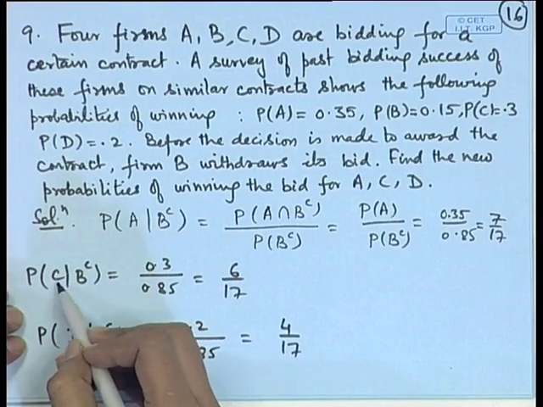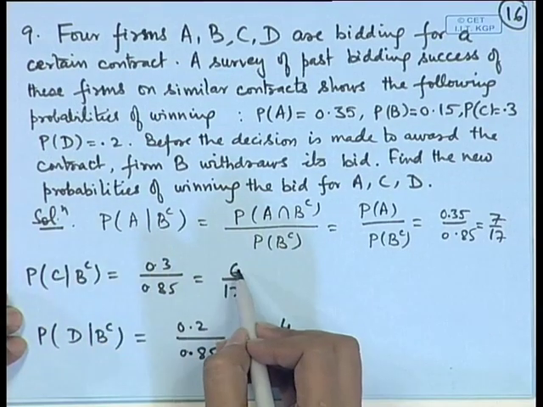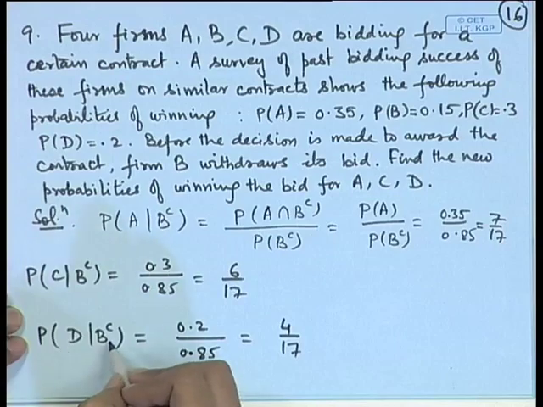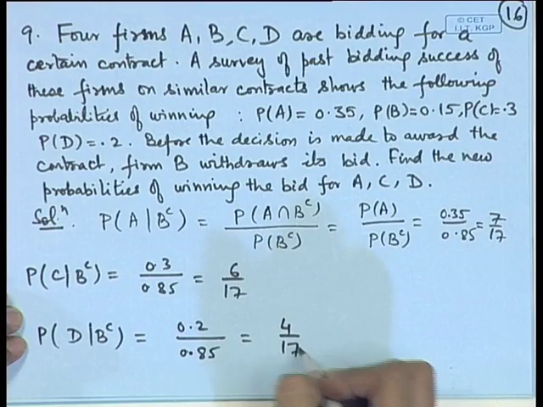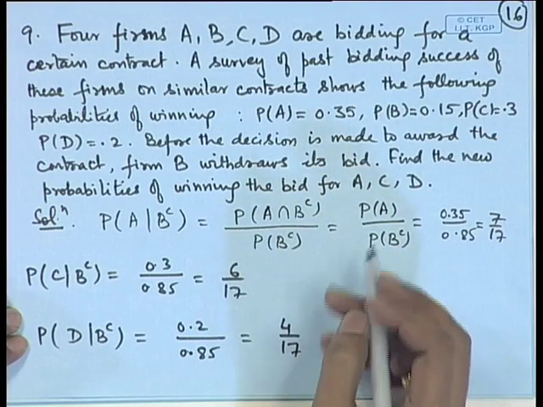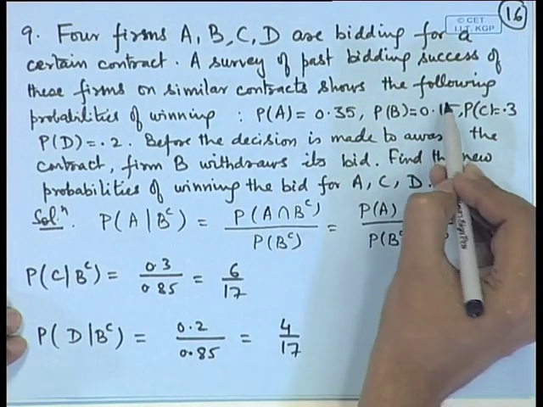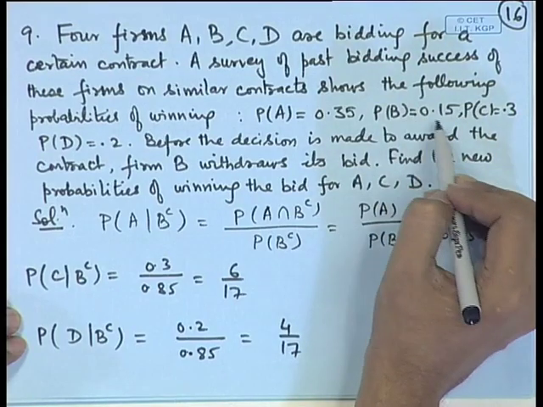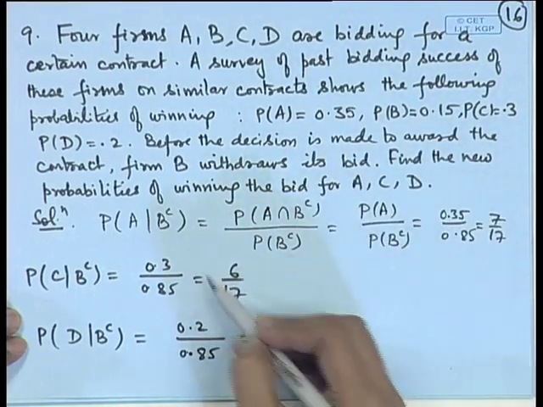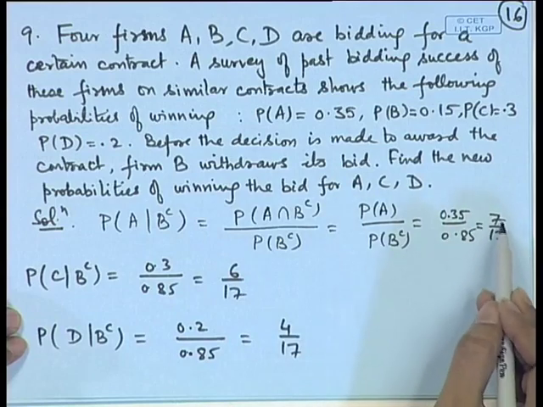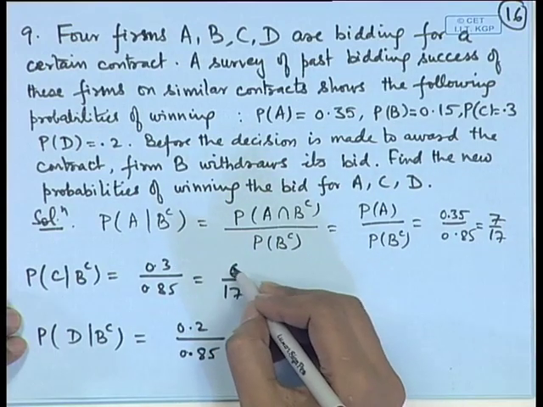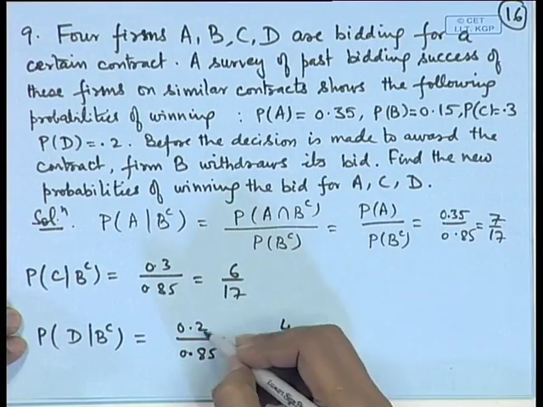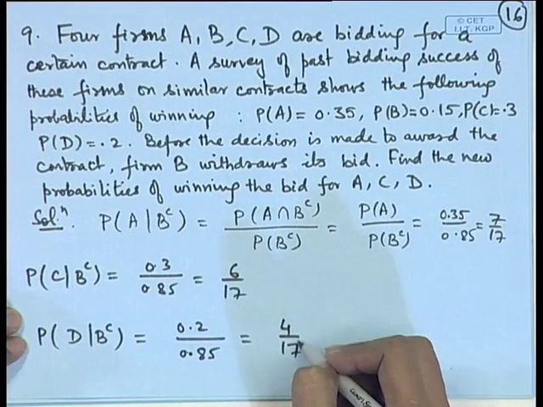In a similar way, probability of C given B complement turns out to be 6 by 17, and probability of D given B complement turns out to be 0.2 divided by 0.85, that is 4 by 17. So, if B has withdrawn, his share of probability is allocated to the other 3 bidders, and that is why the probabilities are getting modified. In place of 0.35, it has become slightly more than 0.35. In place of 0.3, it has become slightly more than 0.3. In place of 0.2, it has become slightly more than 0.2.